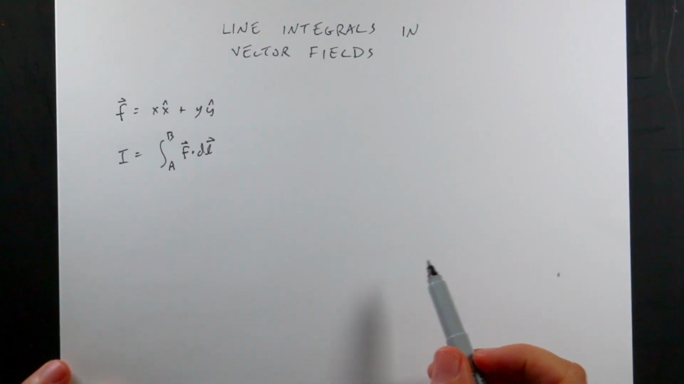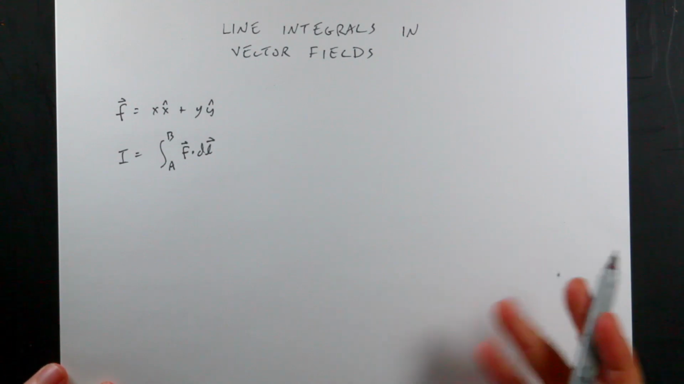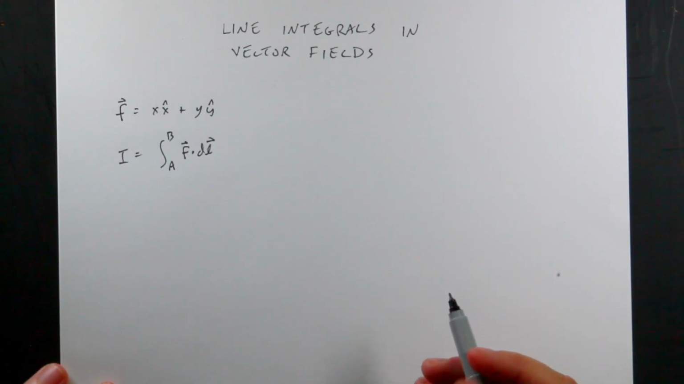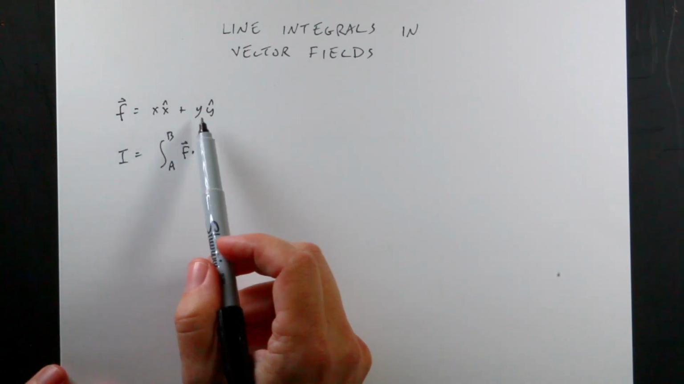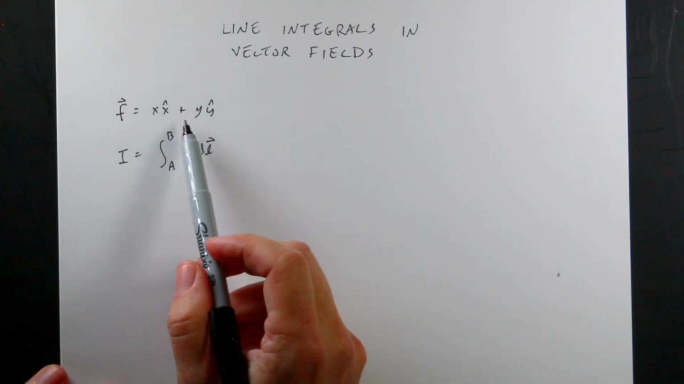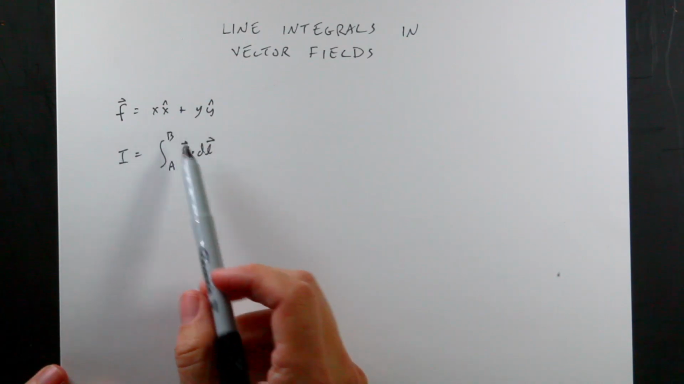Line integrals. That's what we're going to do. We're going to do line integrals of vector fields. Okay, so I really need some visuals here, but let me just say I have some vector field x hat plus y hat, which is just completely made up and doesn't even have the right units, and everything's fine. And I want to integrate from some point A to some point B of F dot dl.